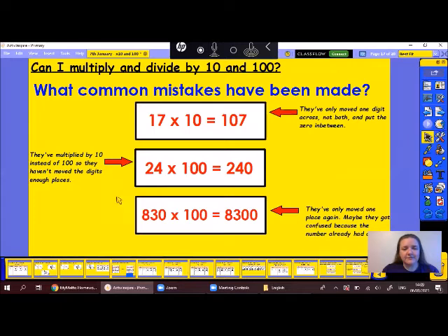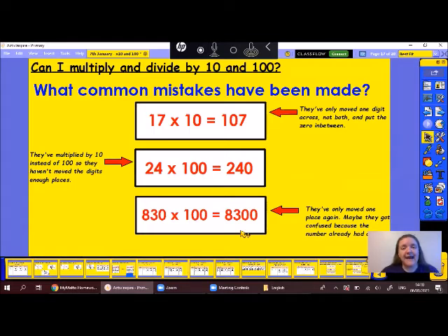This one here in the middle, they had 24 times 100 and they made it 240. Again, this is a very common mistake. What they've done is they've multiplied it by 10 instead of 100. So they haven't moved the digits enough places. They've only moved it 1 place, so they've made it 240. It's really important that when you're looking at these calculations, that you notice what you're multiplying by and notice how many places you need to move everything.